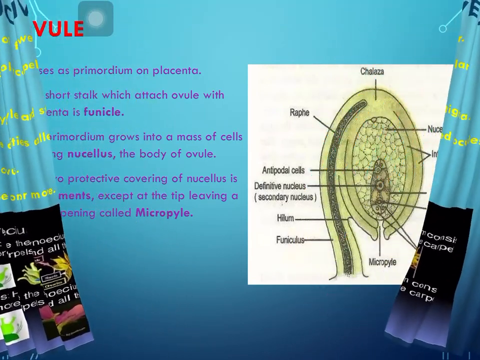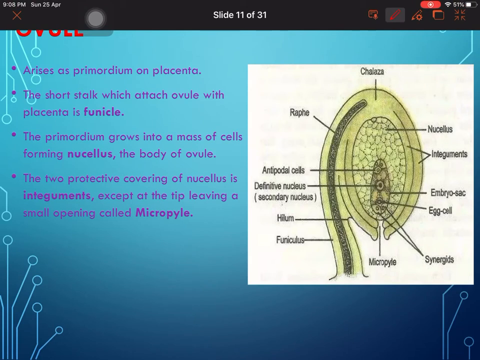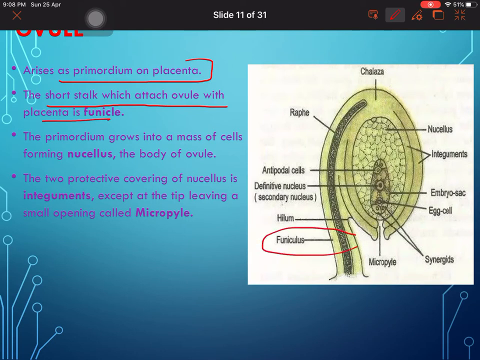The next thing is the structure of the ovule, the most important structure on which questions come. It also arises from the primordia on the placenta. The short stalk which attaches the ovule to the placenta is the funicle. The primordia grows into a mass of cells forming the nucellus, the body of the ovule. The 2 protective coverings of the nucellus are called integuments, except at the tip, leaving a small opening called the micropyle. This is the part through which the pollen tube enters, and here the integument is not there. This is known as the micropylar end.